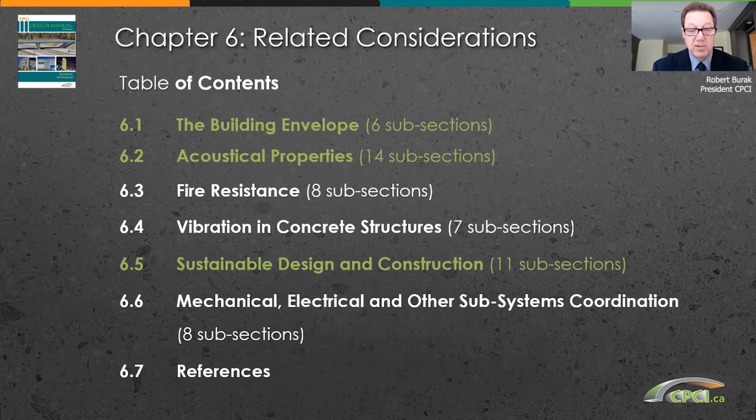Acceptable vibration limits, particularly for sensitive occupancies such as office, residential, and sporting facilities. This is covered in section 6.4. Sustainable design, including environmental impacts and life cycle assessment of materials and assemblies from cradle to cradle. This is covered in section 6.5. And mechanical, electrical, and other subsystems coordination, and this is covered in section 6.6. The highlighted sections on this slide are the sections that have the most substantive changes or additions from the previous edition, and today we'll review the latest additions or changes to these sections.